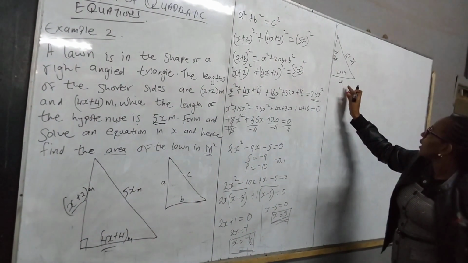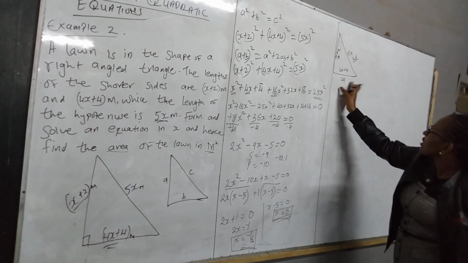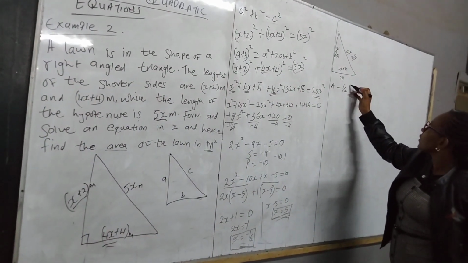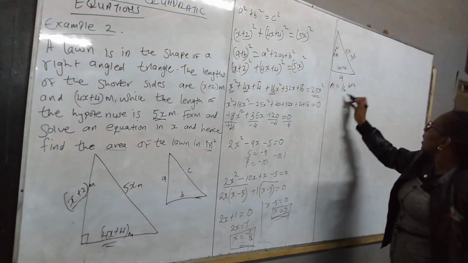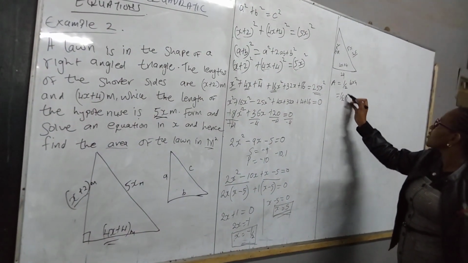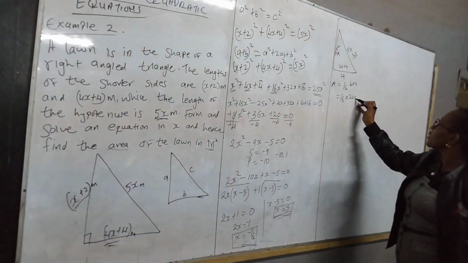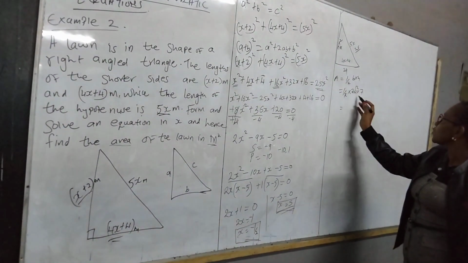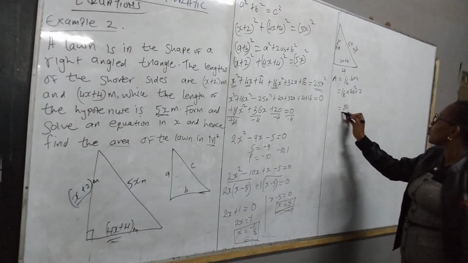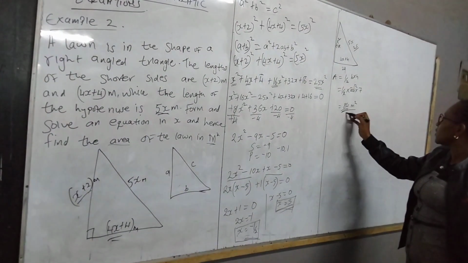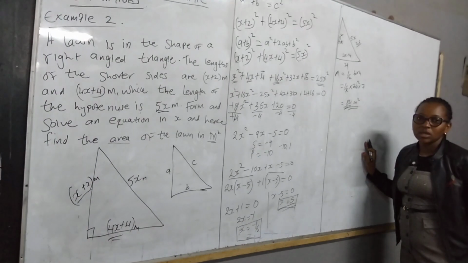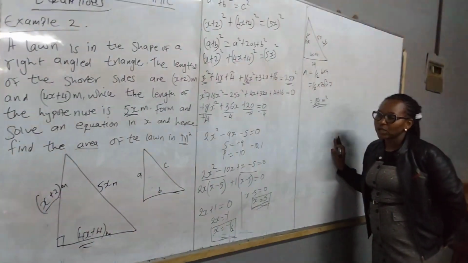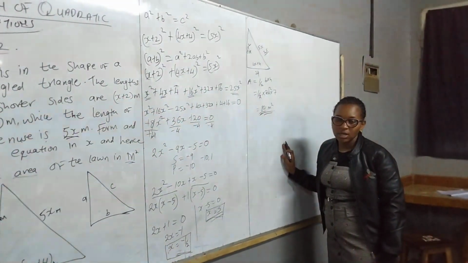Now our area will be half base times the height. We have our half times base, which is 24, times the height, which is 7, and that one is going to give us 84 meters squared.